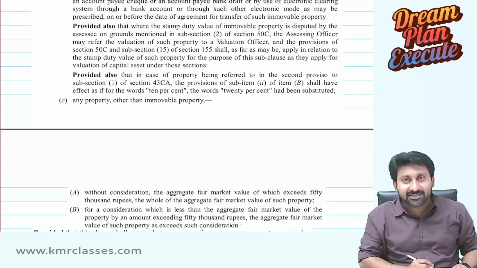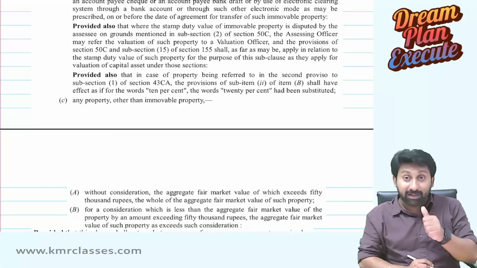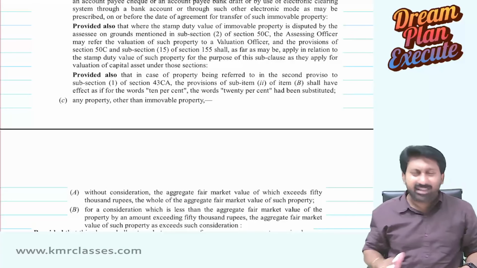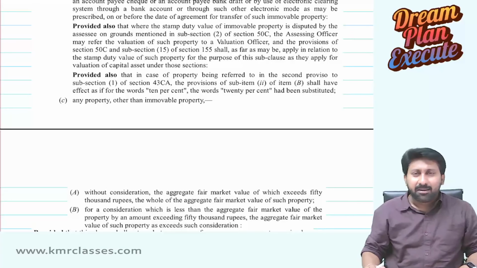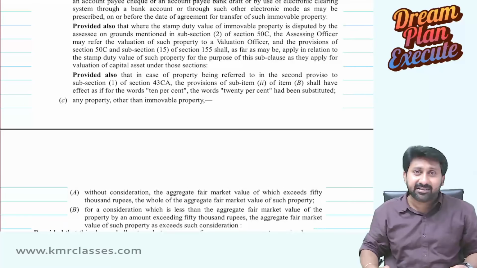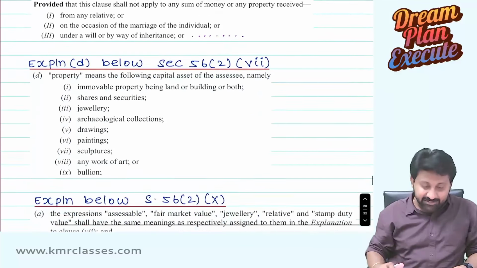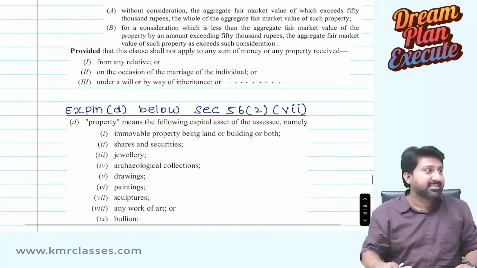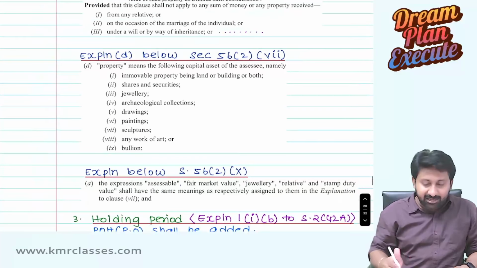Like this, you should not think. Here also it is not getting attracted: personal effects given as a gift are not taxable under 56 also. Where was it said? That's why you should always read the Bare Act only. Explanation (d) below section 56 subsection 2 clause 7: property means the following capital assets. Game over. Only a capital asset should be a property here.